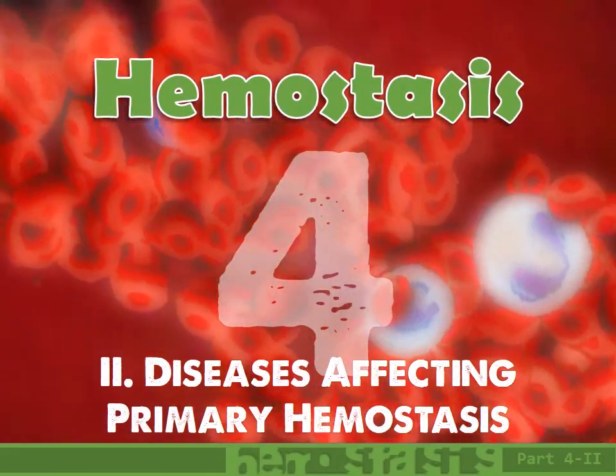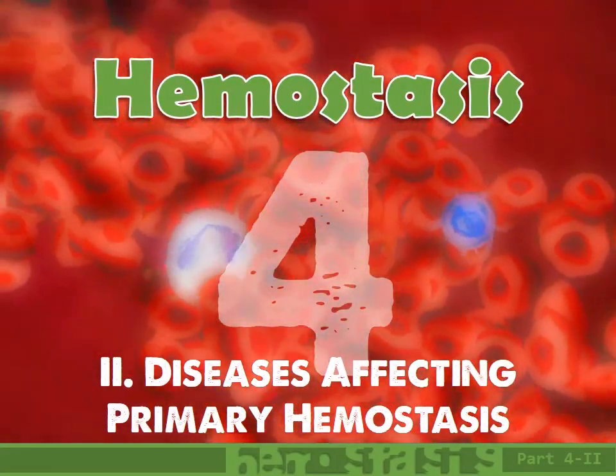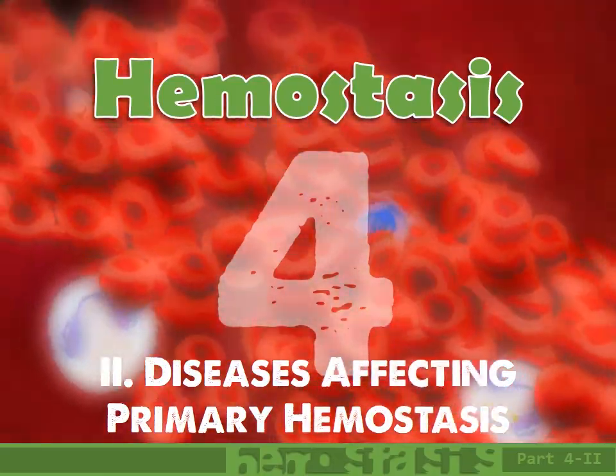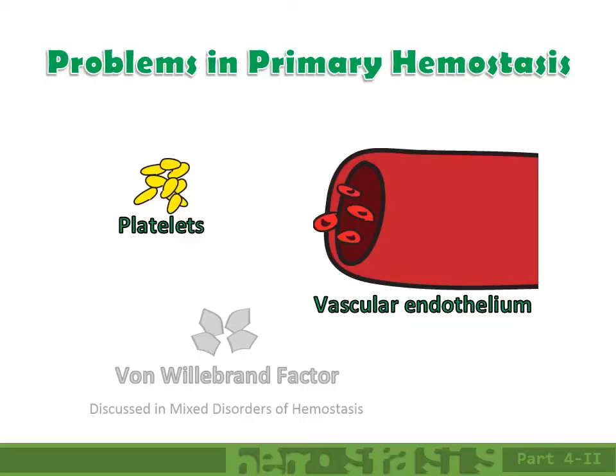In this section, we're going to talk about the diseases that affect primary hemostasis that lead to excessive bleeding. As we mentioned in the previous video, problems in primary hemostasis arise from defects in either the platelets, the vascular endothelium, or von Willebrand factor. We'll talk about defects in von Willebrand factor in a later video. First, let's focus on problems that affect the vascular endothelium.